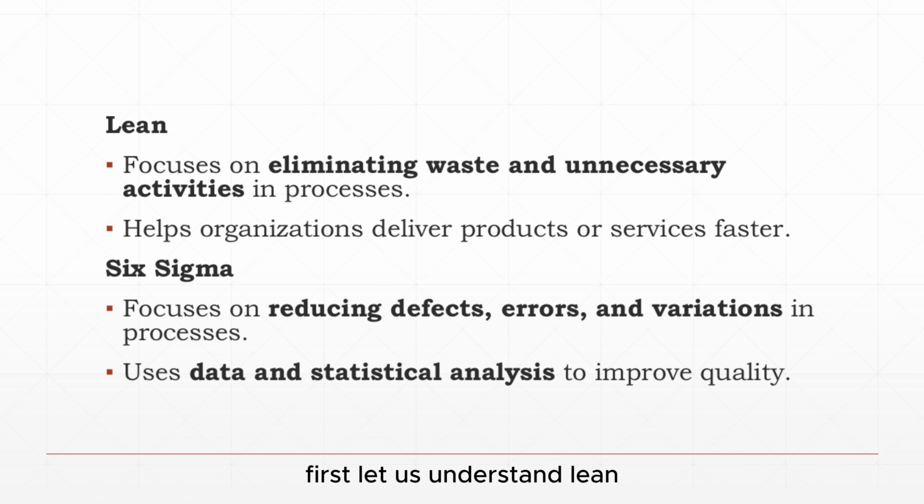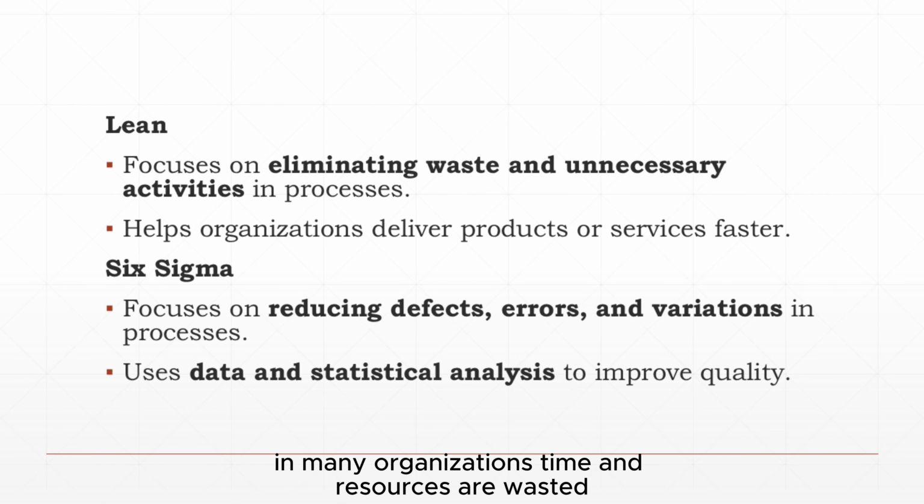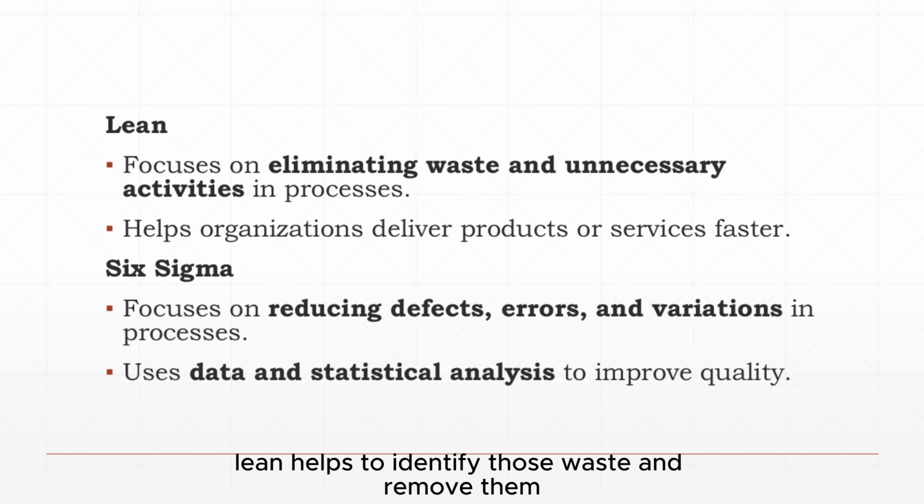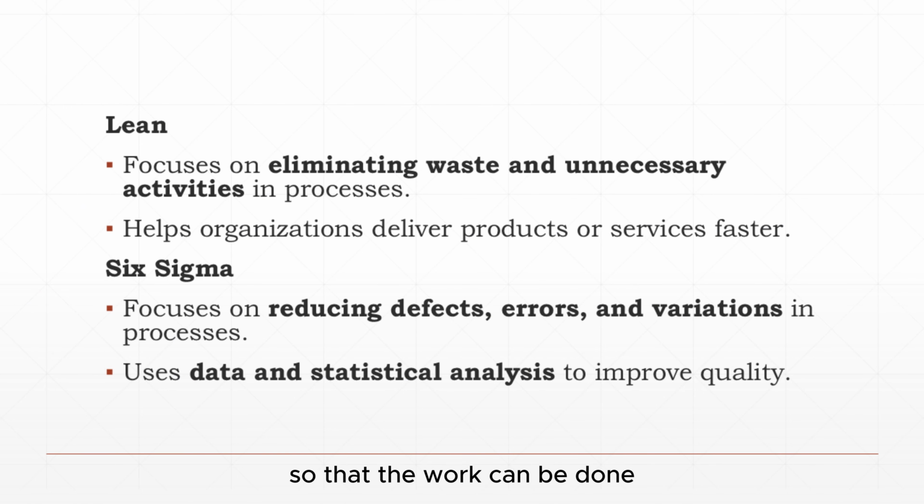First, let us understand Lean. Lean mainly focuses on eliminating waste and unnecessary activities in a process. In many organizations, time and resources are wasted because of inefficient processes. Lean helps to identify that waste and remove it so that the work can be done faster and more efficiently.